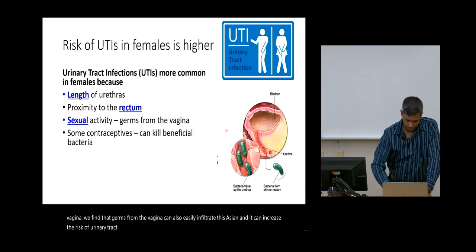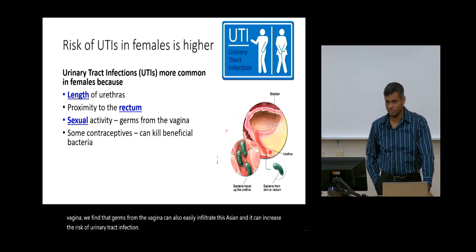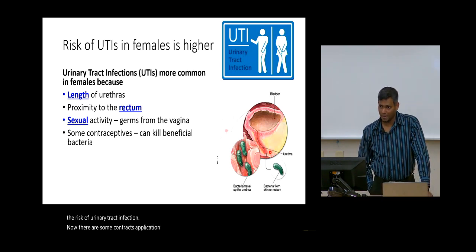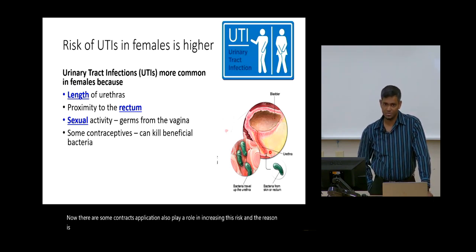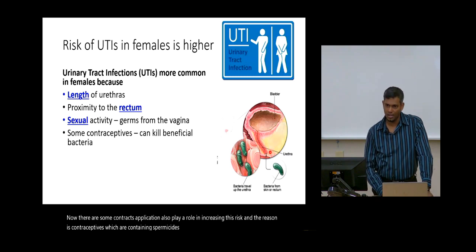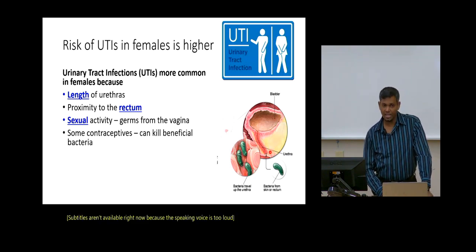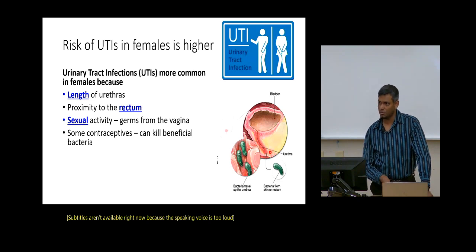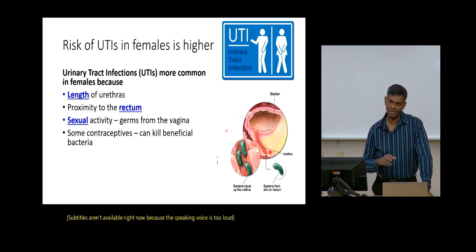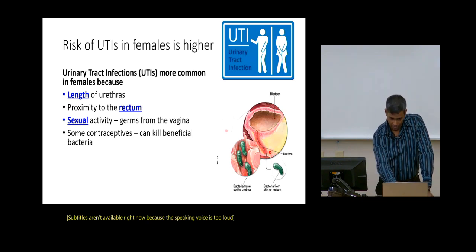Now, there are some contraceptives which can also play a role in increasing this risk, and the reason is contraceptives which contain spermicides, like diaphragms or condoms with spermicides in them, will not only kill the sperm but also beneficial bacteria, thereby leading to the proliferation of the harmful bacteria. So that can also increase the risk as well.